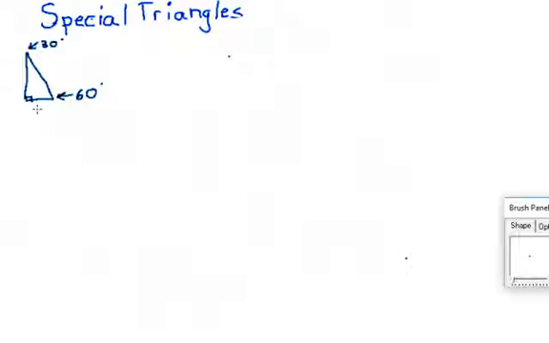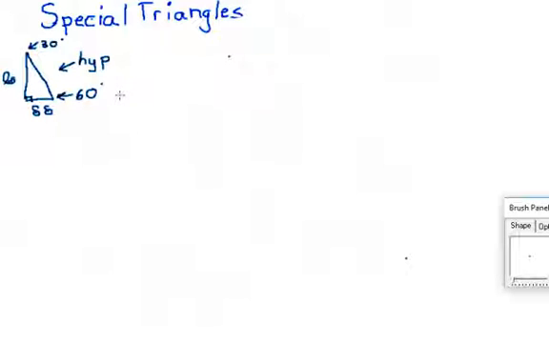And we have what's called a short side. We're going to call that SS. And a long side, I'm going to call that LS. And as always, the longest side is opposite the 90 degree angle, and that is called the hypotenuse. So short side or short leg, long side or long leg, and then the hypotenuse.